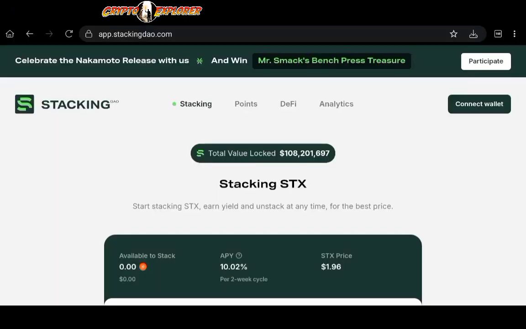If you are a regular here on the channel, you know perfectly well how staking works, and although they call it stacking, this is the same thing as liquid staking. So we are locking our STX tokens.